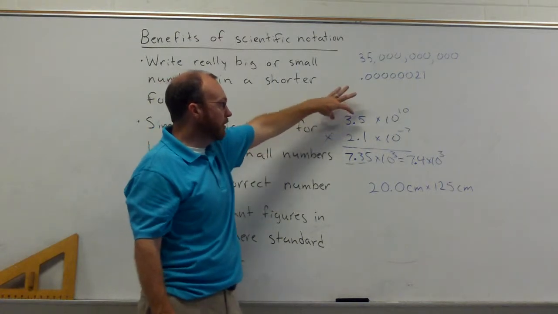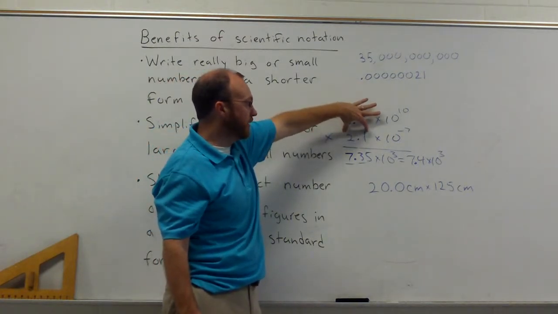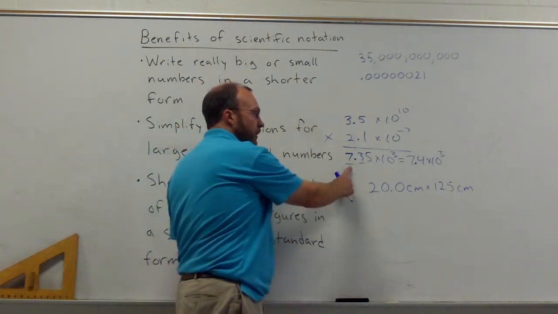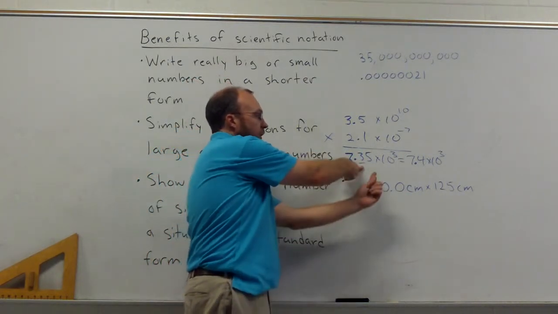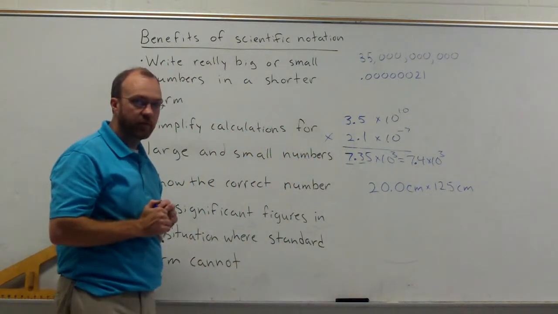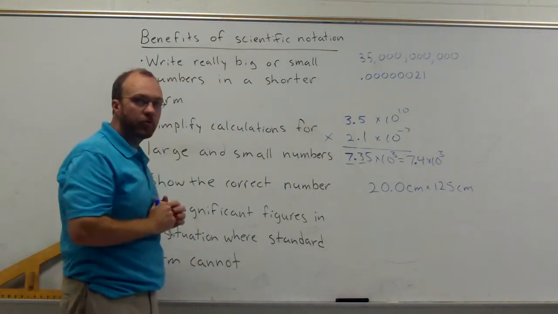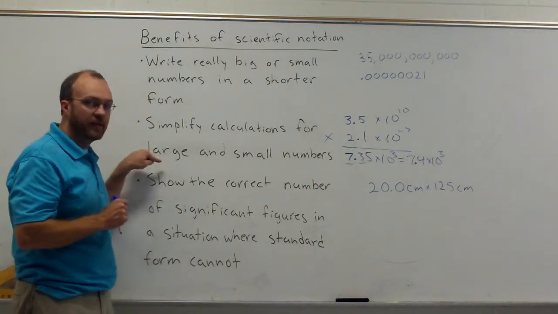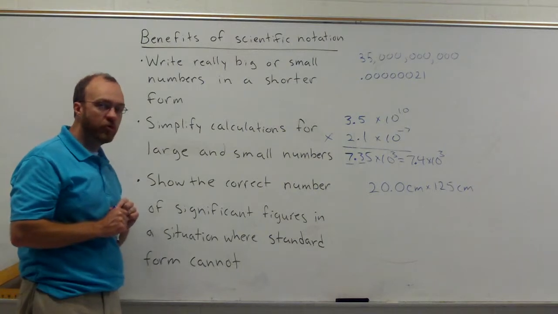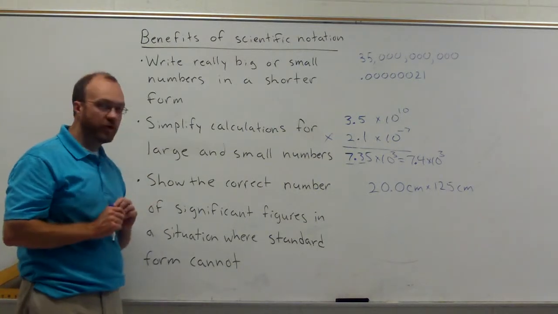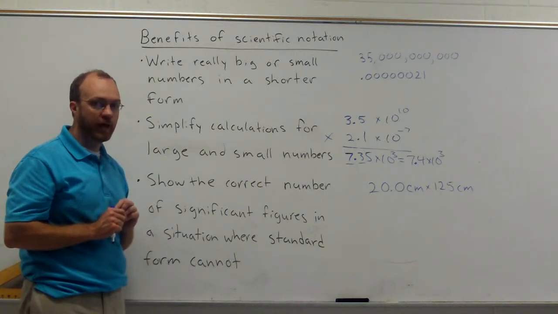Now, to follow our significant figure rules, both of these have two significant figures, so we should round this so it has two significant figures. Here's the first one, there's the second one, and I'm going to round that up, so I get 7.4 times 10 to the 3rd. Both of those are great, but the real reason that we use scientific notation is this. It allows us to show the correct number of significant figures in a situation where standard form cannot do that.